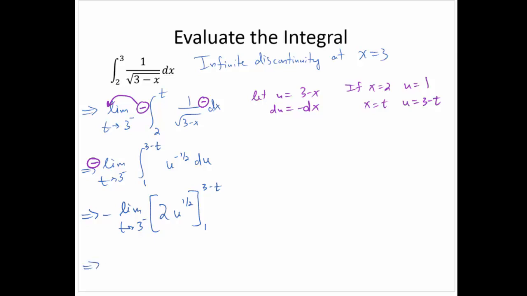So this then becomes the negative, let's not forget that, negative limit as t approaches 3 from the left. Oh, and I can bring that 2 outside, can't I? That 2 is a constant. I'm allowed to bring that outside the evaluation, and therefore outside the limit. So negative 2 times the limit as t approaches 3 from the left of the square root of 3 minus t minus the square root of 1.